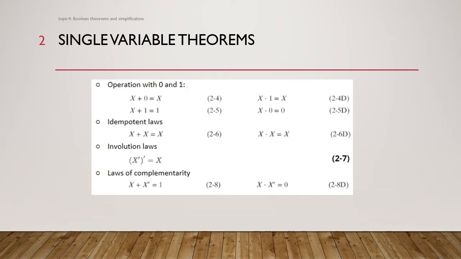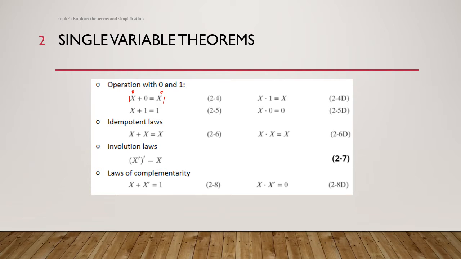First is the operation with 0 and 1s. So let's check the first one. x is a Boolean variable. If we have a variable OR with 0, it should equal itself. Let's try that, because we know x can either be 0 or 1, right? If it's 0, 0 OR 0 should be 0. If it's 1, 1 OR 0 should be 1. So this is true. And if we have a variable OR 1, it's always equal to 1, right?